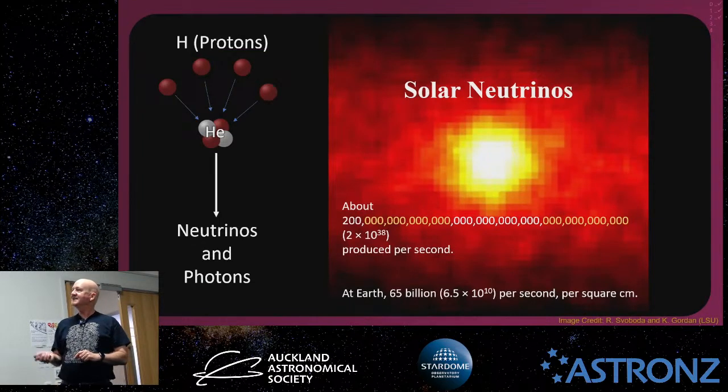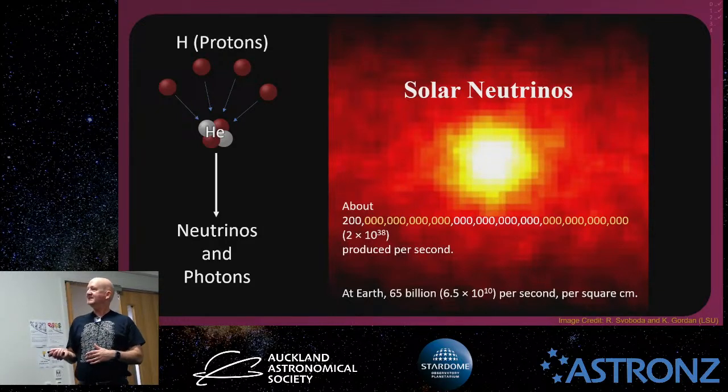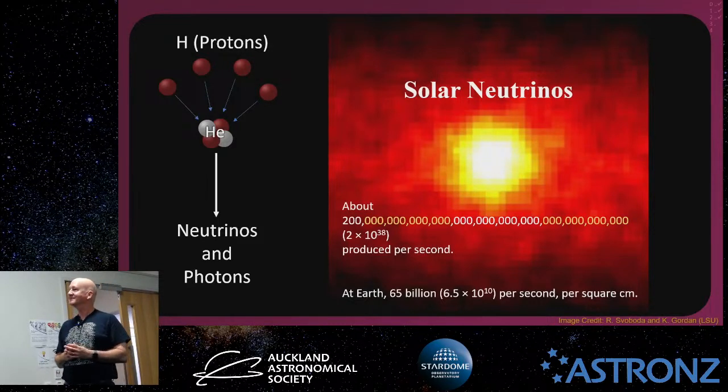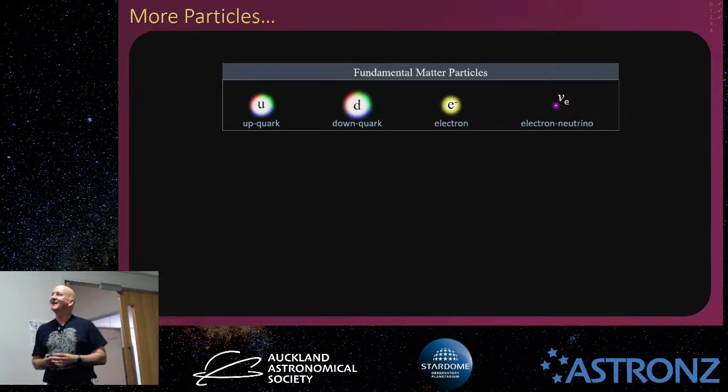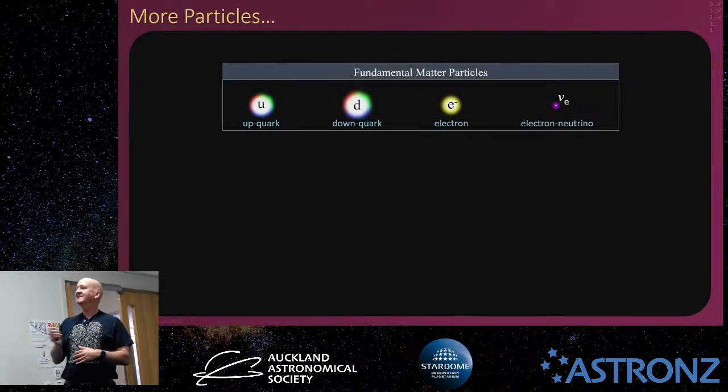And so here we've seen the protons turned into helium, releasing neutrinos and photons. And as I said before, about 200 trillion neutrinos are produced per second. So let's have a look at these matter particles once more, just to remind us. We have our up quarks, down quarks, electrons, and this neutrino. This is actually called an electron neutrino because there's some other types of neutrinos as well.